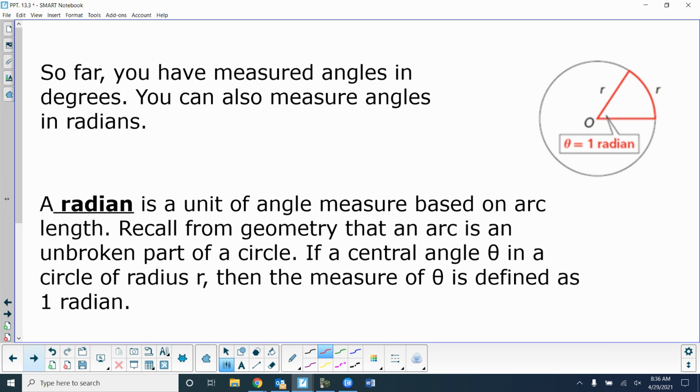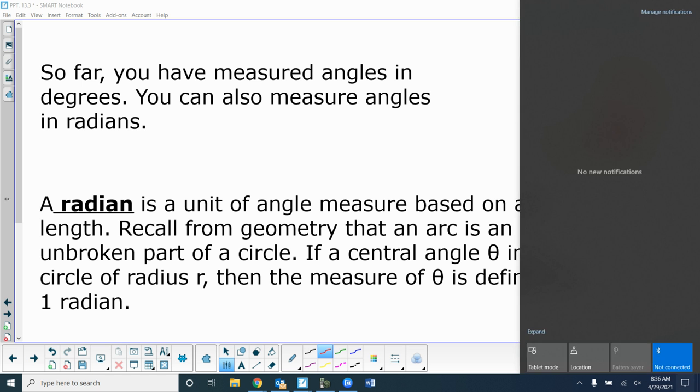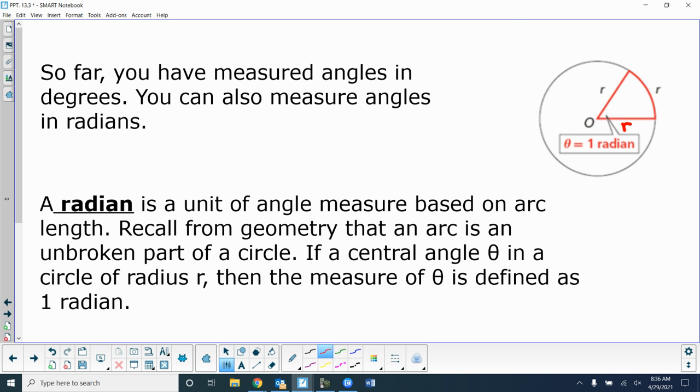Okay, so when we did our little activity on Monday, remember that the radius R, which are these, this is also an R, right? And that arc length is the same, is an R. So that's how they figured out what a radian was. A radian is a unit of angle measure based on arc length.